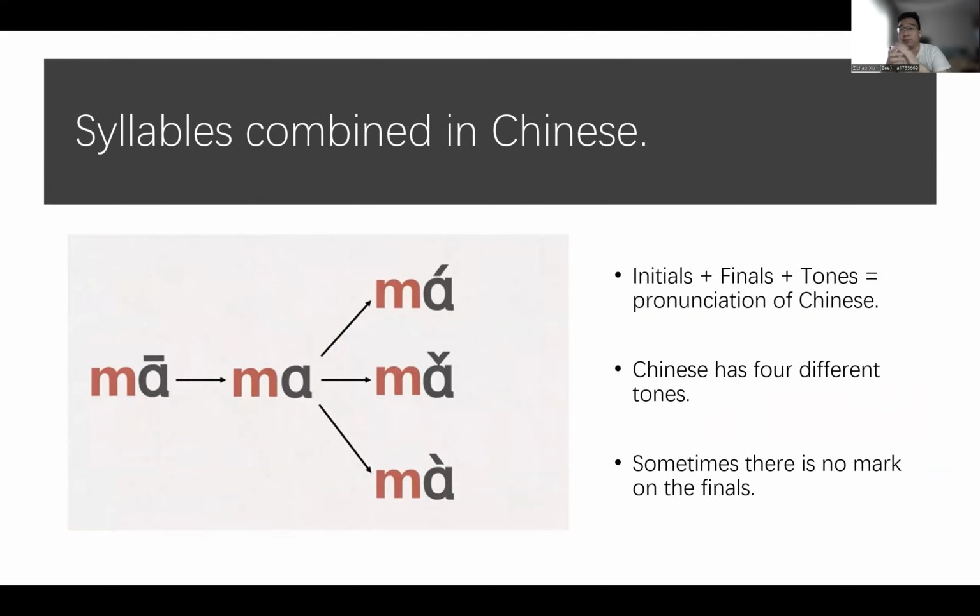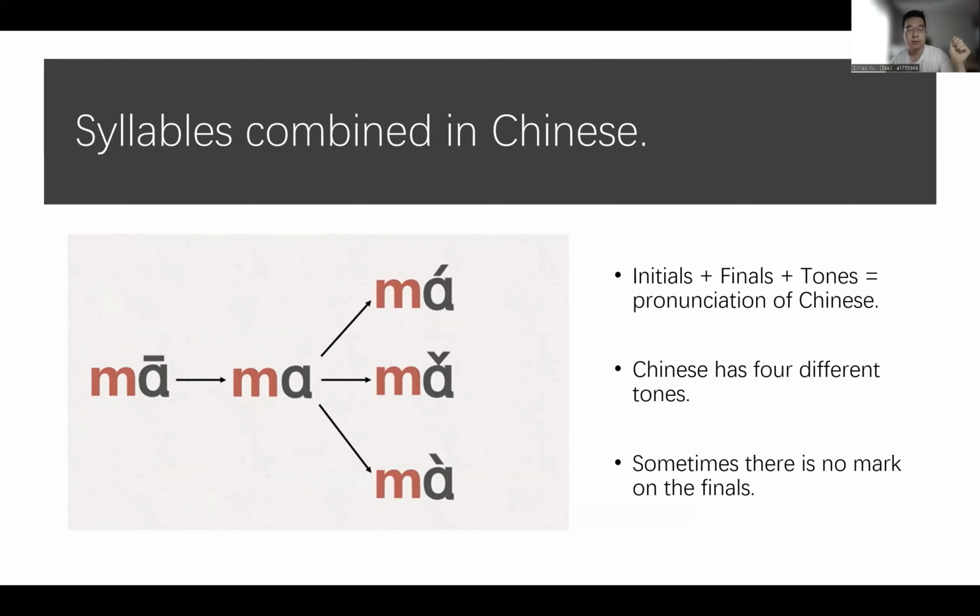And now it's the tones part. Don't forget, we need to add tones to the syllables to form a pinyin. There are three components combined together to represent the pronunciation of Chinese. In Chinese, we have four tones. Instead of just ma for mother, we can produce mā, má, mǎ and mà just by changing the tones. In this graph, we can see the tones are marked above the final, not above the initial.